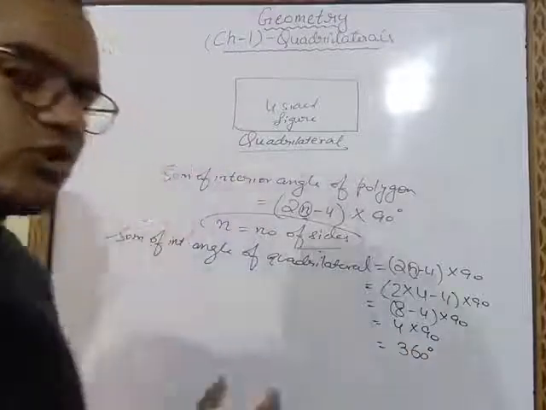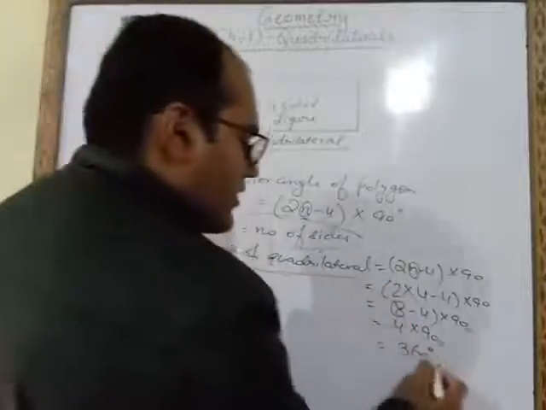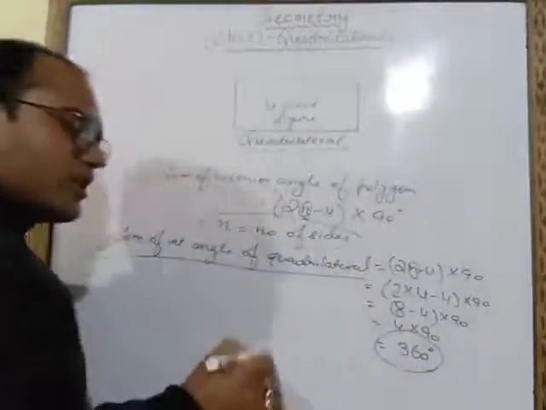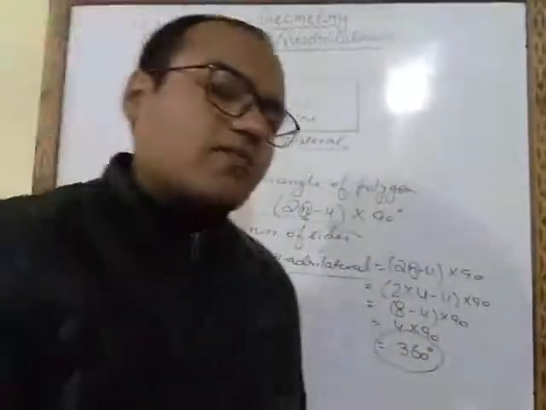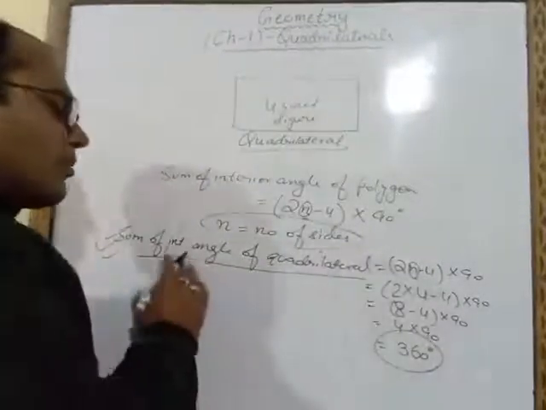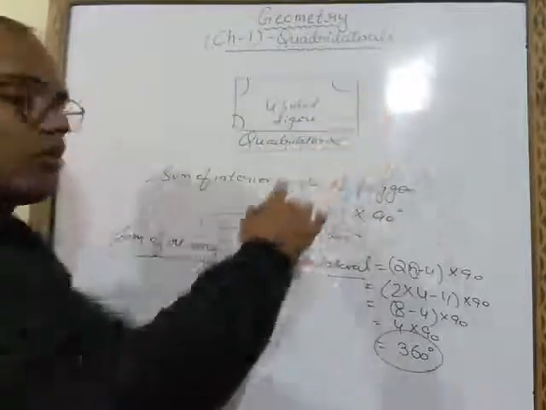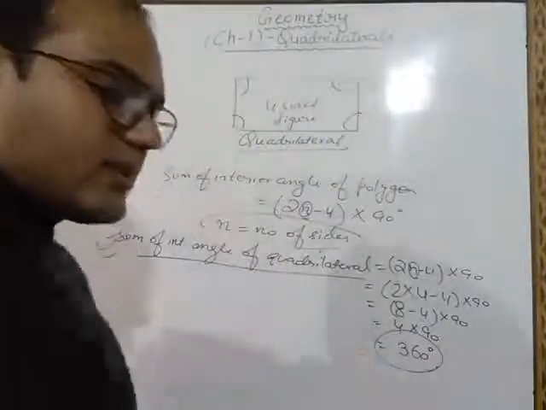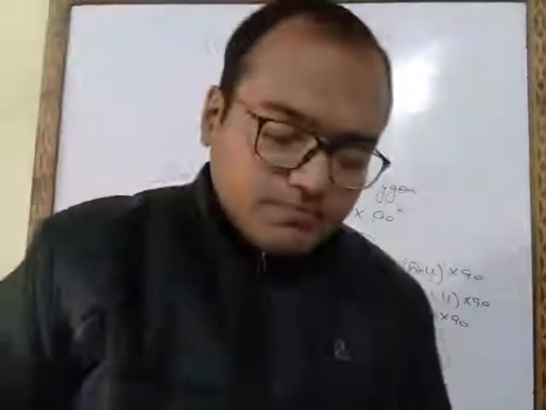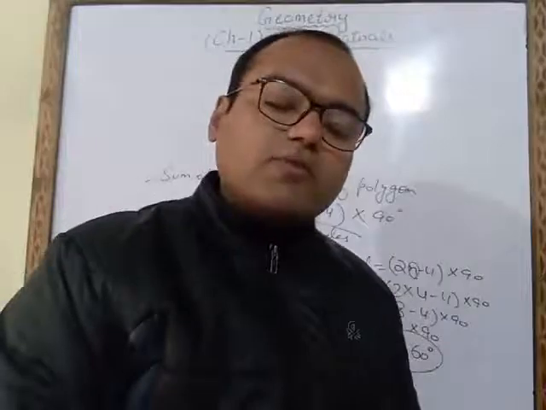So you have to remember this. Sum of interior angles of a quadrilateral is 360. The name of the chapter is quadrilateral, that's why we have to use this property. So you all have to remember the sum of all the 4 interior angles of a quadrilateral is 360. Now we will do some questions from the exercise. All of you see question number first.